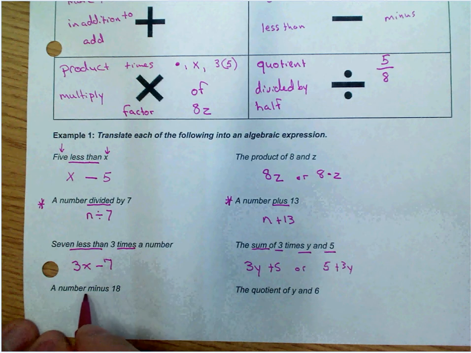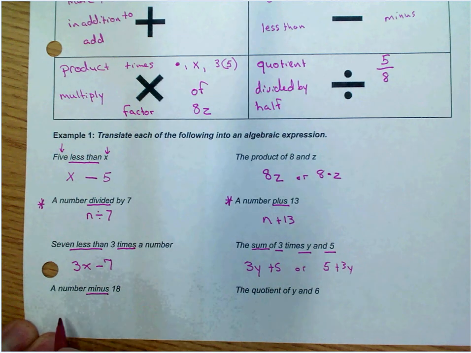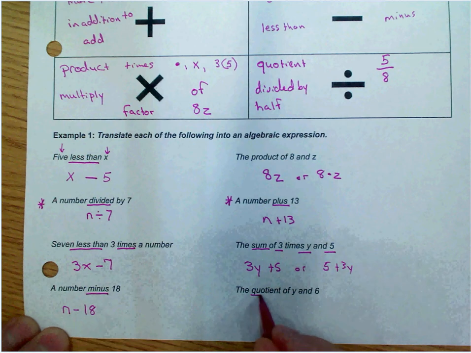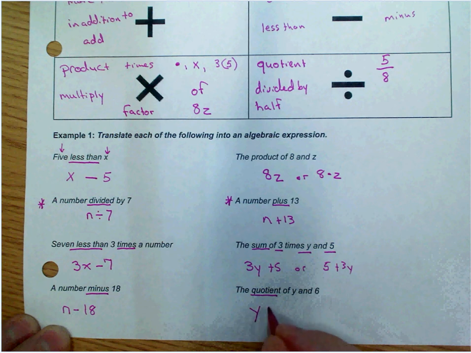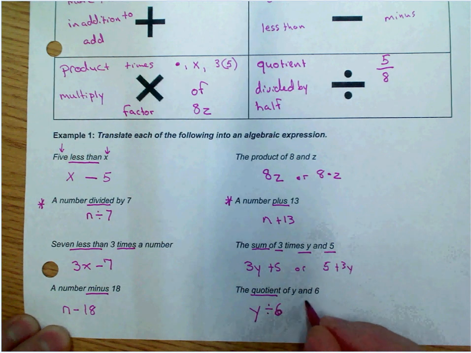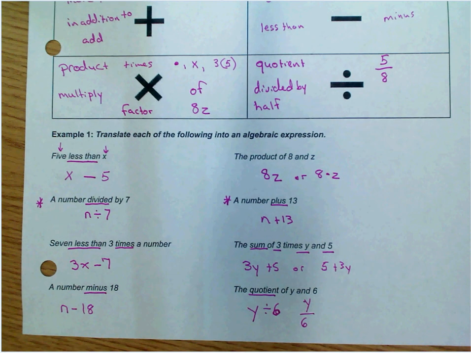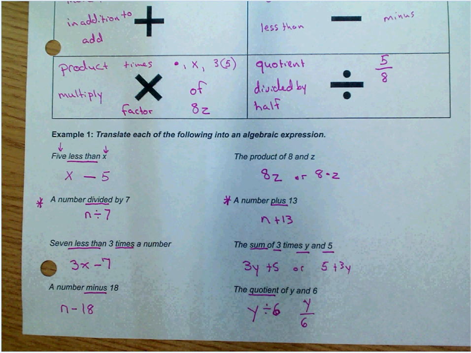A number minus 18. N minus 18. The quotient division of y and 6. So y divided by 6. You could also do a fraction, y over 6 as well. Okay. Make sure you have these notes filled out and go on to your directions for step 2.